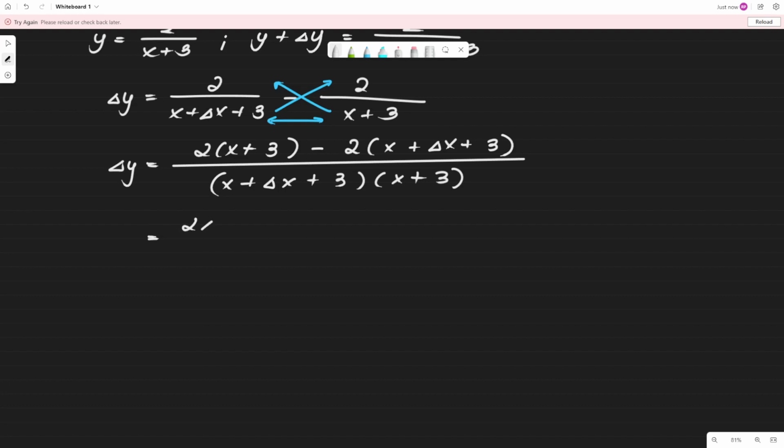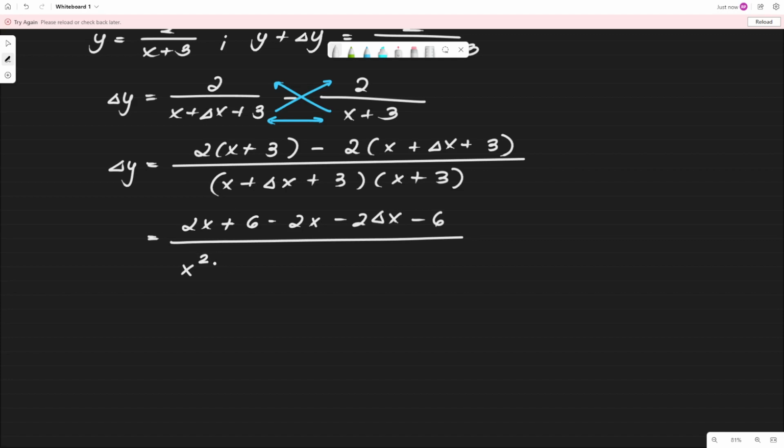So, we'll have 2x plus 6 minus 2x minus 2 delta x minus 6 all over. Ayan. So, distribute natin. Yung may mga delta x, hindi na natin i-distribute. Pero yung other terms, kailangan natin i-distribute. So, we have x squared plus 3x plus 3x plus 9 plus delta x times yung second function natin or second expression.